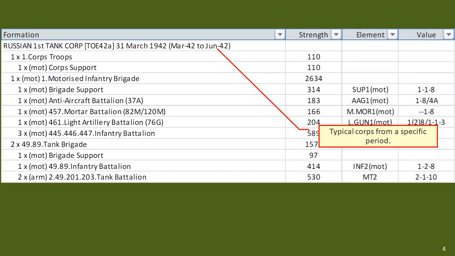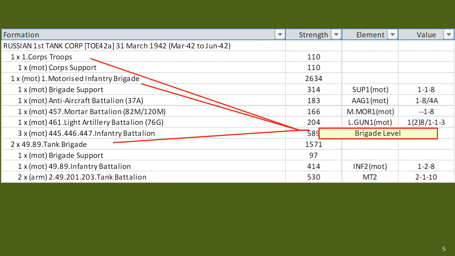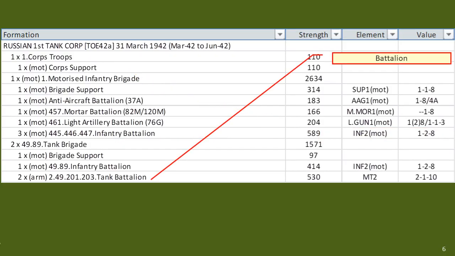This shows the typical division in a specific period, in this case the 1st Tank Corps. Yes, it's a corps, not a division, but let's put that to one side for the moment, on the 31st of March 1942. The brigade level, or equivalent, level of command is now listed here. The number of each brigades are indicated, as is its combat strength. The final formation covered is the battalion, or equivalent.